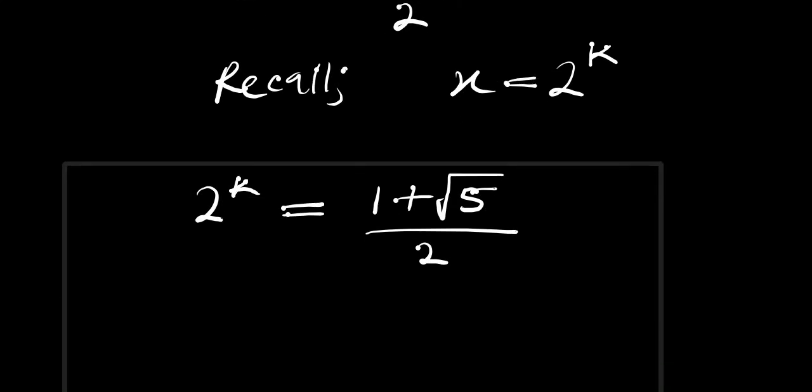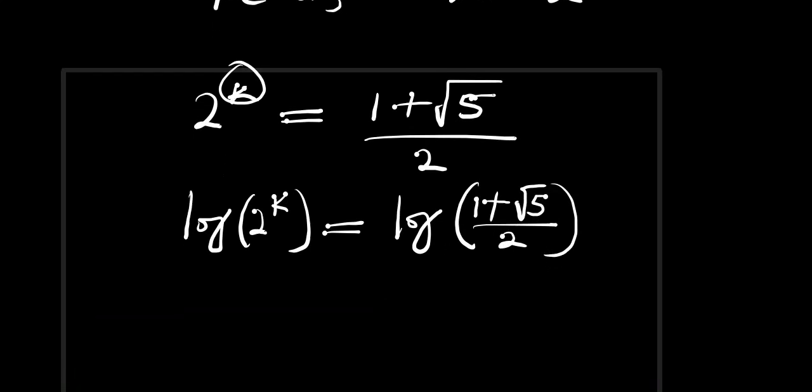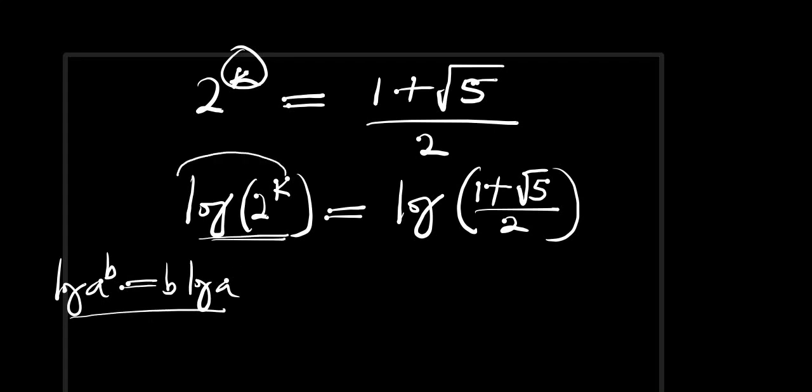So what we are going to do next is we are going to solve for this k. Now we can make use of log. So we can have log of 2 to the power of k equals log of (1 plus root of 5) divided by 2. And in logarithm, if you have log of a power b, this equals b times log of a. So that's what we are going to apply here. That means the k here will come behind and multiply the log. We are going to have k log of 2 equals.